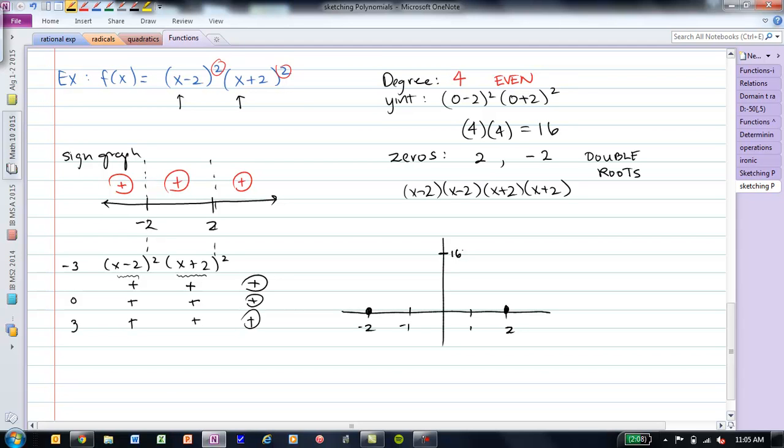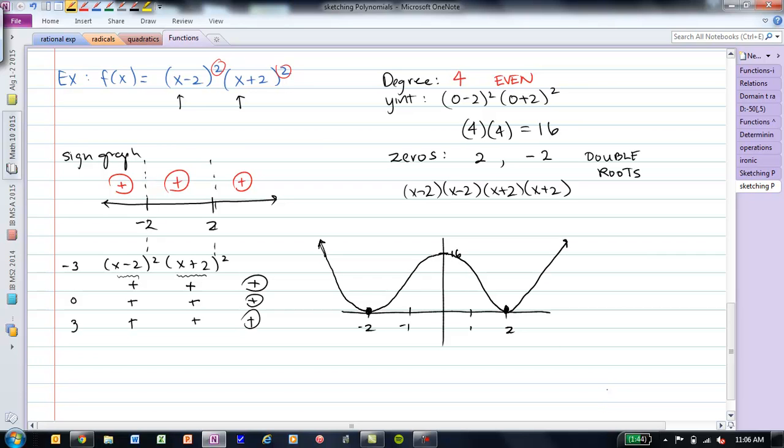So what happens with a double root is that your curve basically comes down to the axis, touches it, and then curves back up, basically forming a parabola type shape. So we're starting above the x-axis. We're going to curve down to the negative 2 and touch the axis. We then curve up to the 16. We curve back down to the positive 2 and then back up. Make sure those are curves, put arrows on the ends of your lines, and that is your sketch.